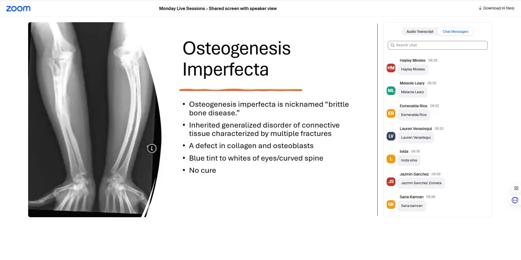Osteogenesis imperfecta. That's nicknamed brittle bone disease. It's another inherited disorder of connective tissue, which will then cause multiple fractures. There's a defect in the collagen and the osteoblasts, so they're going to fracture very easily. These type of patients have a blue tint to the whites of their eyes and usually a curved spine. Unfortunately, no cure for this pathology, for this disease.